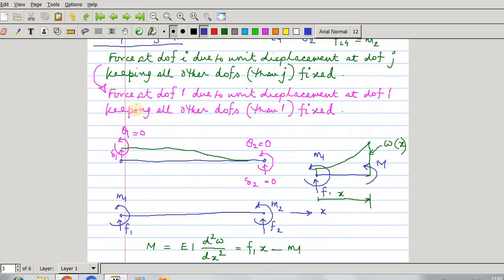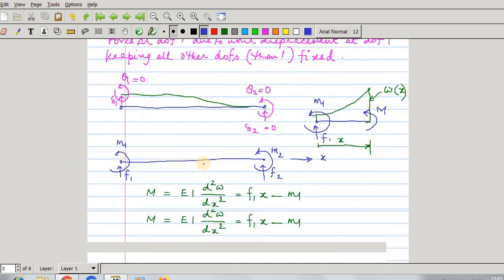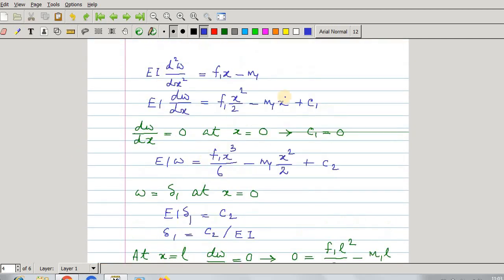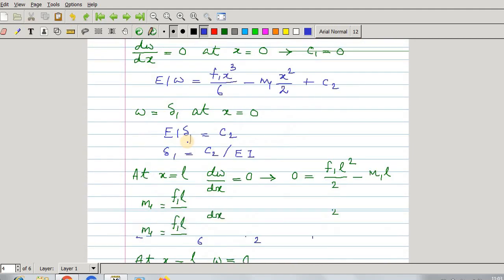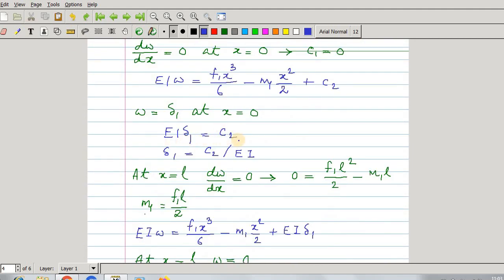Because for K11, we are finding the force at DOF 1 due to unit displacement at DOF 1, keeping all other DOFs other than 1 fixed. That means theta 1 has to be 0. So once you use this, then your C1 will become 0. Now you again integrate. So EIw is this, again w equal to delta 1 at x equal to 0. So that is one boundary condition. That gives you C2 equal to this, or delta 1 equal to this.